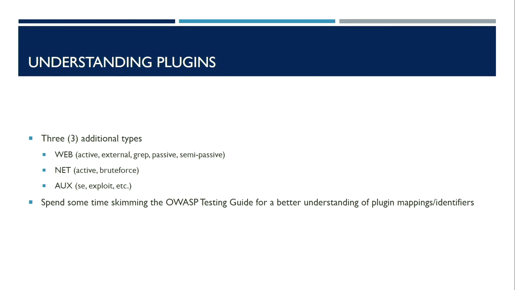They also have three additional identifiers, web, net, and aux. Web is all the active, semi-passive, talking back and forth to the web apps. Net gets into some of the attack, like brute force, if you're trying to use Dirbuster to identify all the subdirectories that might exist on a website. That would be one of the net. And then aux would be some of the actual exploit activity.